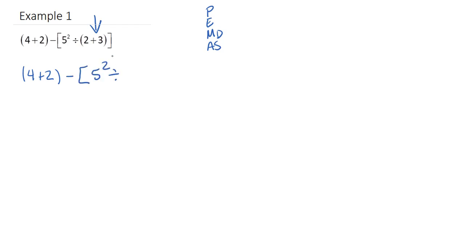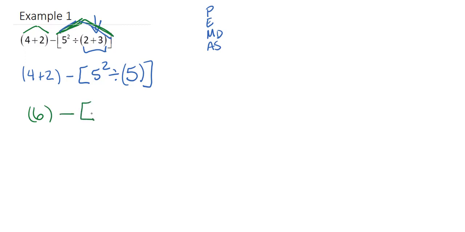Everything else will stay the same. So we have 2 plus 3, which is 5. Now we've dealt with the innermost parentheses right here. Now we can do the next layer, which would be this one, and we might as well go ahead and do this one too. So for this next step, we're going to go 4 plus 2. So that is 6, minus.